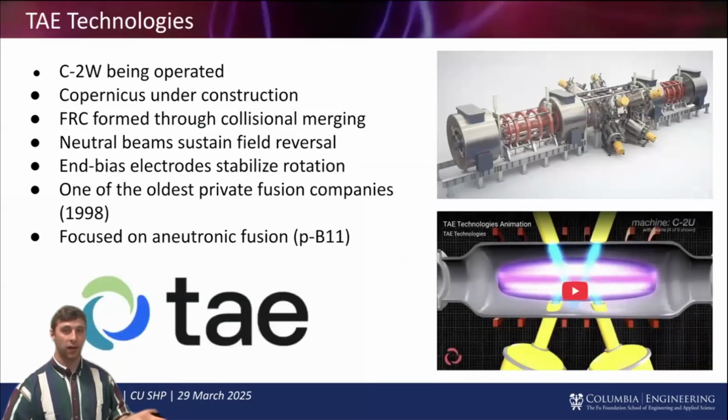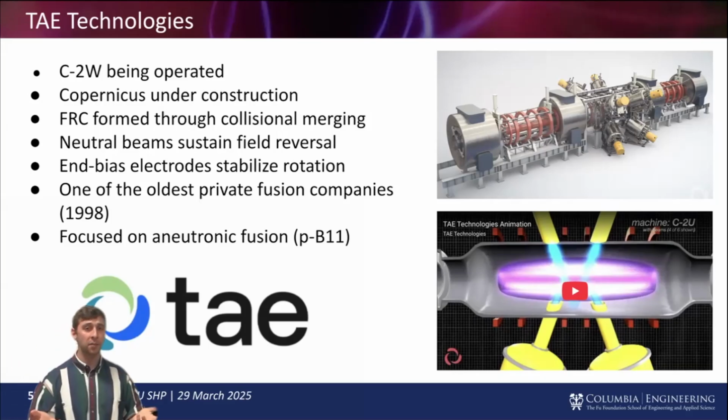So we've talked a lot about already some of the companies using FRCs to try to build a fusion reactor. C2W is the device that is currently worked on by TAE Technologies. The FRC that they form, again, is created using collisional merging, so they form two smaller FRCs that then collide in the middle to form a bigger FRC, which is then sustained using neutral beam injection. Neutral beams create high energy particles in the plasma that, again, prevent tilting and also heat it up. They can stabilize different modes in the plasma, again, using edge bias electrodes.